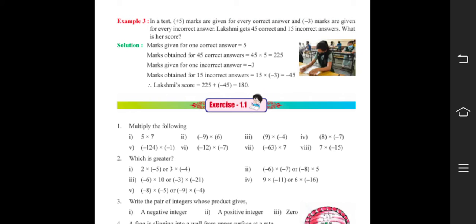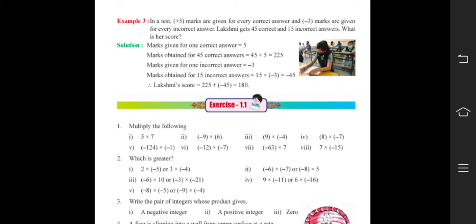Next, second one, see. Minus 9 into 6. 9 sixes are 54. Is it positive or negative, children? Yes, negative. Why? Because here one is negative and one is positive. So you should write minus 54. Like that you can do the homework, children. First Roman you can do as homework. Can you do, children?